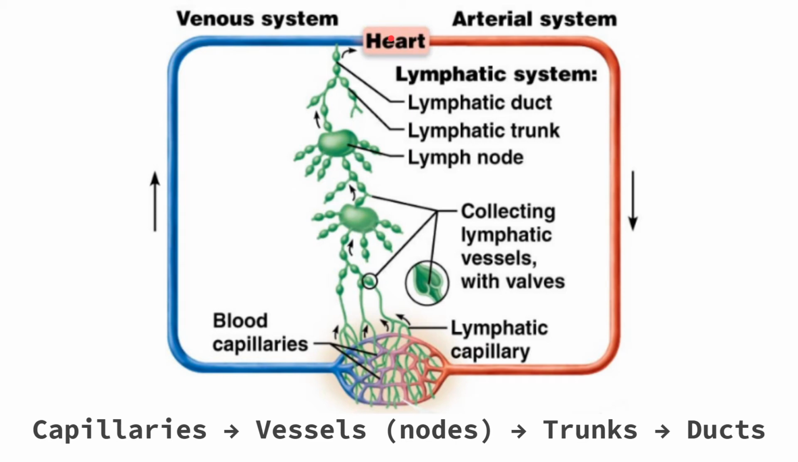So the lymph is picked up by lymphatic capillaries. It travels through larger and larger vessels with nodes. Eventually, the vessels converge into even larger vessels called trunks. And then finally, the trunks are going to dump the lymph back into the heart, where it meets up with the other red blood cells and white blood cells and becomes blood again.